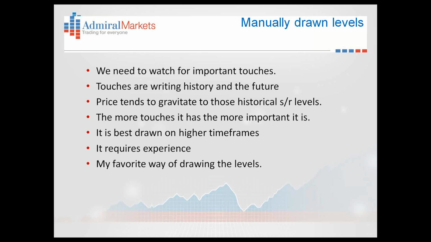So everything can be seen on charts. Price tends to gravitate to those historical support and resistance levels, and that is most viable on our major currency crosses: Euro, USD, Pound, Dollar, Swissy, Aussie, because price will always be magnetically drawn to those historical support and resistance levels. Why? Because there are historical buyers and sellers. The more touches it has, the more important it is.